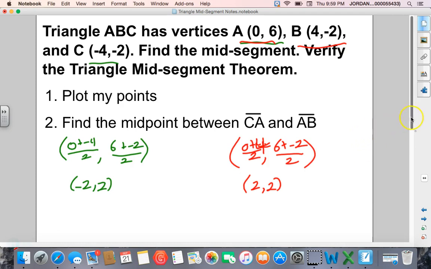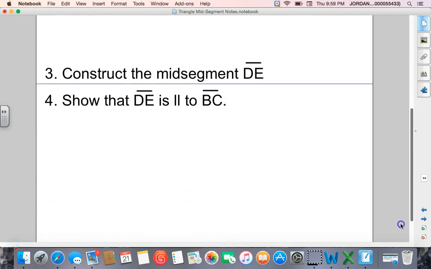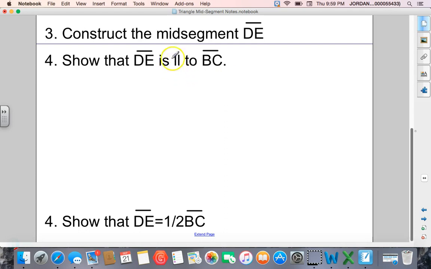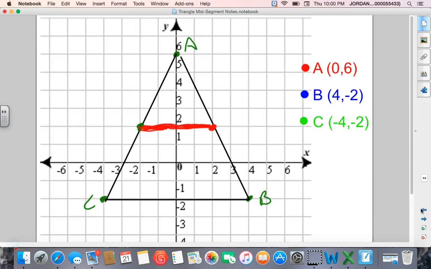Now the next part says we need to show that DE is parallel to BC. So in order to show they're parallel, we need to show that they have the same slope. Remember, parallel lines have the same slope. Well, when we're looking at it, we can see this is a flat line, so its slope is 0. And this is also a flat line that has no slope.